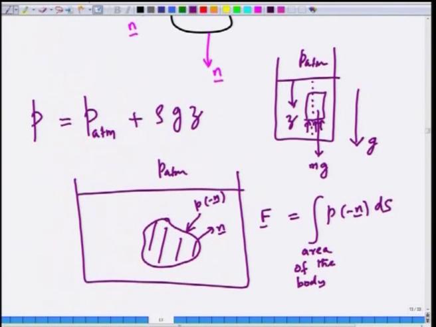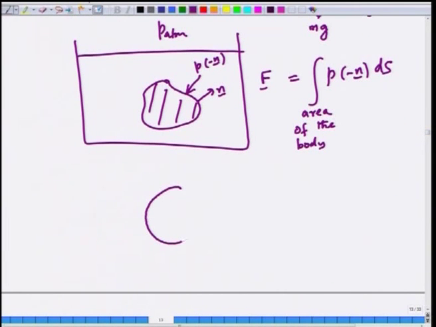And this gave rise to the Archimedes principle. If you consider a body that is immersed in a fluid, then there is a net force that acts in the upward direction, that is called the buoyancy force.